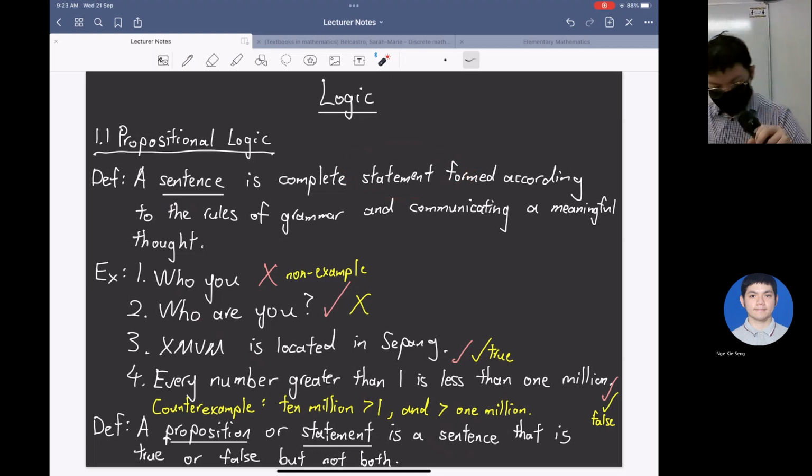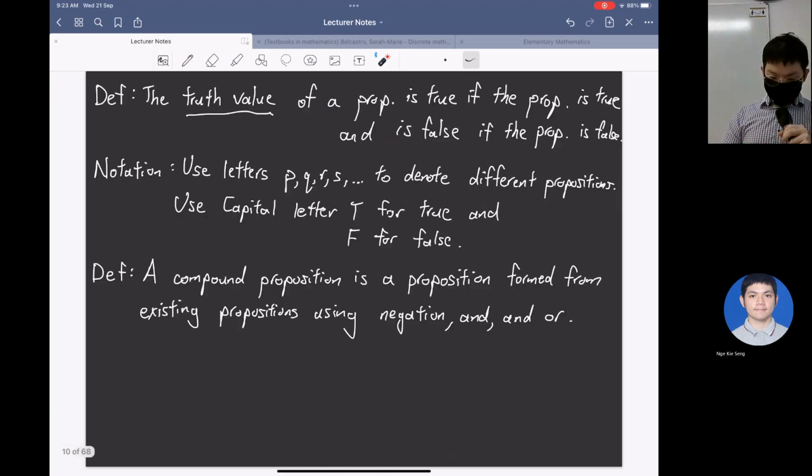Okay. So next, I said that a proposition is formed from existing propositions using negation, and, or. These two, and and or, are different. Okay, I will define them later. So now we are going to define these three words: negation, and, or. Okay, so let's try the definition.